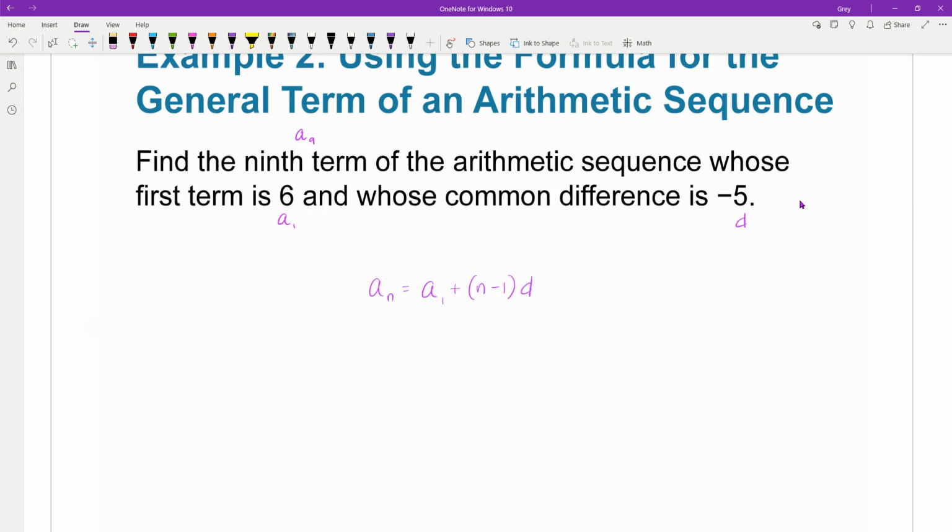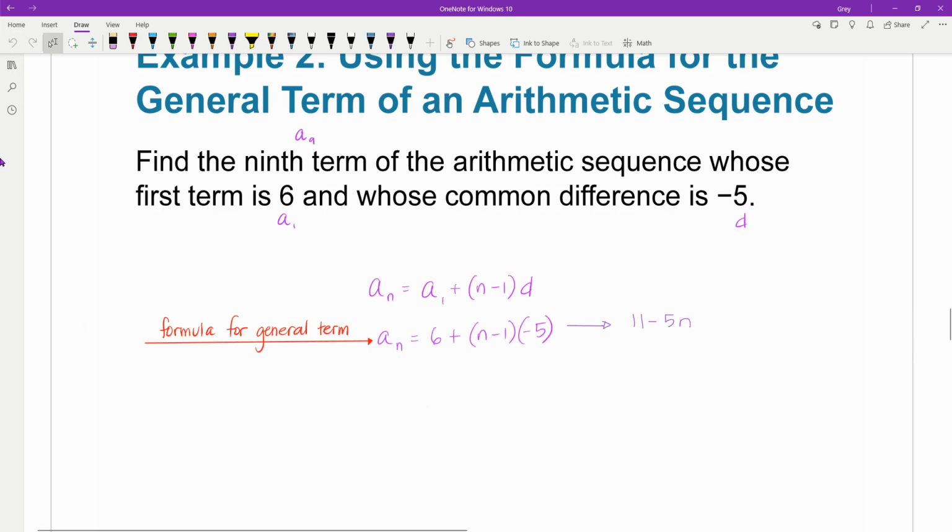So in our general formula, we have a sub n equals a sub 1 plus n minus 1 times D. Then I'm going to fill in a sub n. A sub 1 in this case was 6, and D was negative 5, which you can simplify if you want. You can go a step further and say that it simplifies to 11 minus 5n, but you don't have to. Also keep in mind, before I go on, this right here is the formula for the general term. So if you're asked for the formula, then you stop right here.